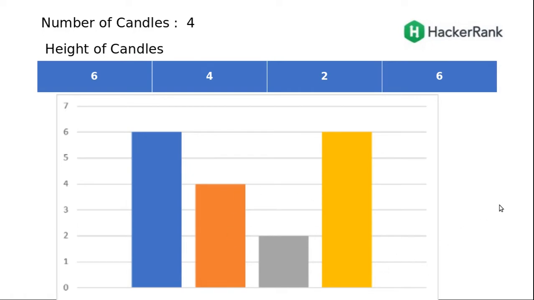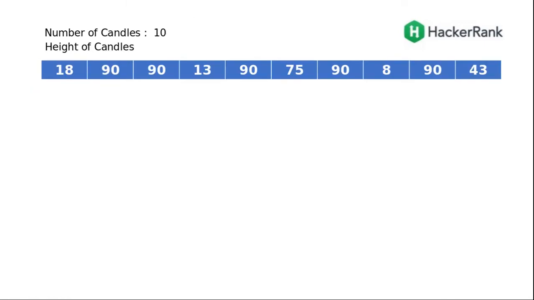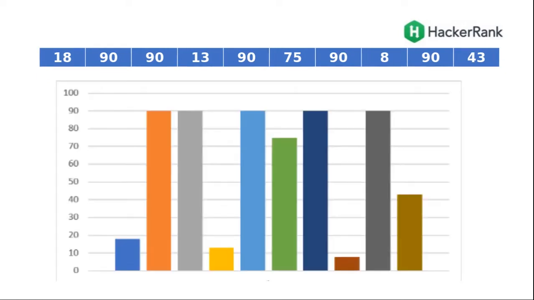In order to understand better, let us also take up one more sample input. Assume that the age is 10, so the number of candles will be 10. And these are the heights of the various candles. Now, let us understand how many candles will be blown. You can observe that the tallest candle's height is 90, and how many candles of height 90 are there? It is 5 candles. 1, 2, 3, 4, 5.